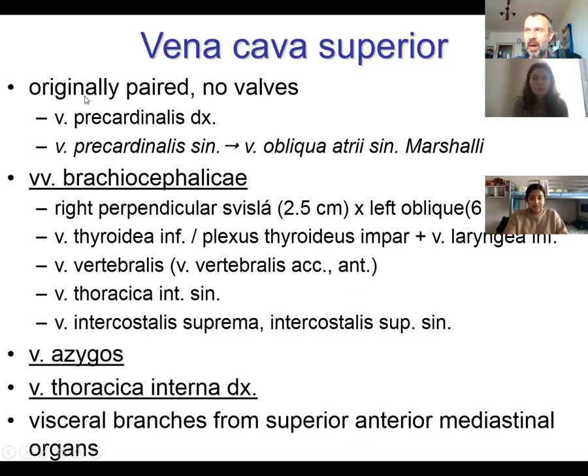Yeah. So as for the development, the superior vena cava comes from the precardinal vein. Yeah, and as I said, it's on the right side. It comes from the right precardinal vein. The left one fades out, and it remains only as a very, very small vein of the left atrium, the so-called Marshall's vein, which produces a small fold of the pericardium. Yeah, but it's nothing important.